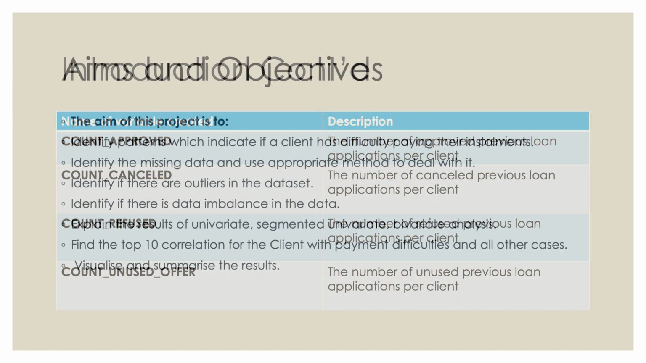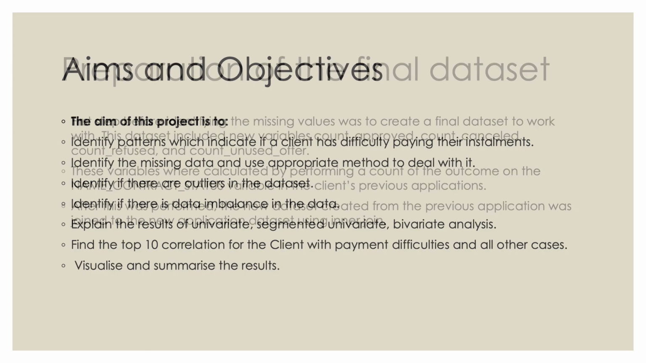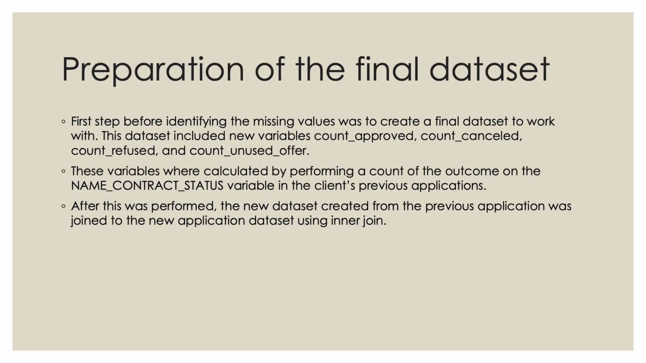It would be useful in my analysis. The aim of this analysis is to identify patterns which indicate if a client has difficulty in paying loans, which is the most important thing to do here to help the company. I will identify missing data, basically preparing my data sets, and define if there are outliers or data imbalance. I'll perform some exploration and then visualizations to summarize my results. Like I explained already, I created four new variables: count approved, count cancelled, count refused, and count unused offer, which were gotten from the previous application data set.